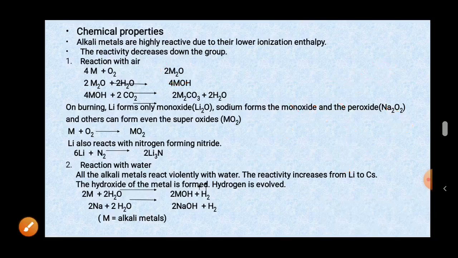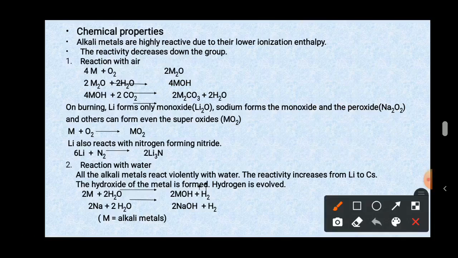Metal hydroxide is formed here, MOH. This formed metal hydroxide, when it reacts with carbon dioxide, forms metal carbonate. So here in the second equation, while forming metal hydroxide, what happened? Hydrogen gas is released.